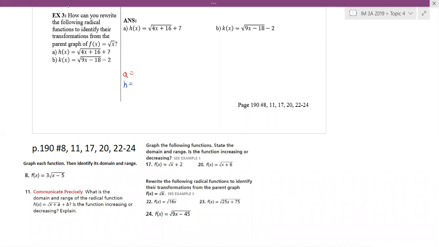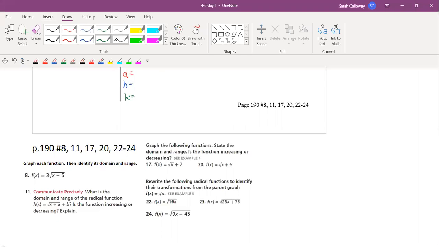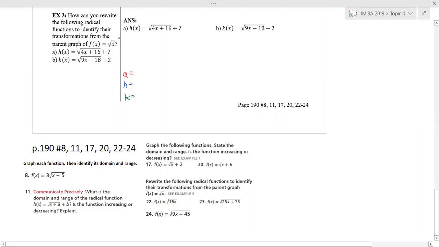So what we need to do is manipulate the equation that we're given so that it will look like a regular a, h, k form of a radical. And so to do that, what we have to do is get the a out of the radical. So right now we have something inside the radical that's not just x minus h. We have 4x plus 16. So I don't know exactly what h is. I don't know exactly what a is because it looks a little different from what it should. I actually do know that k is 7 in this case because I have the 7 outside of the radical.